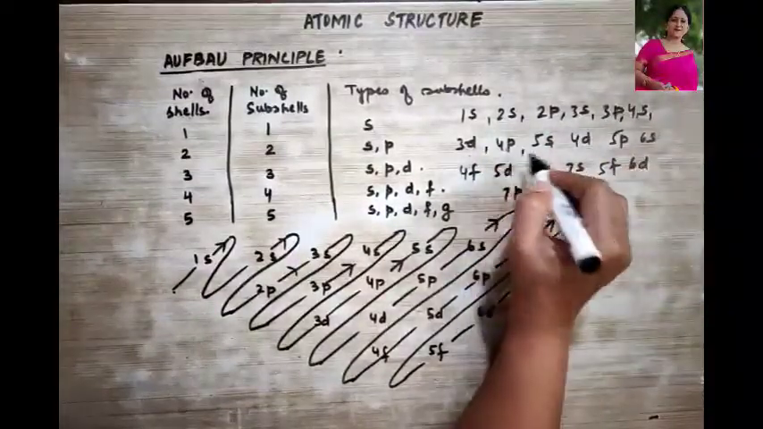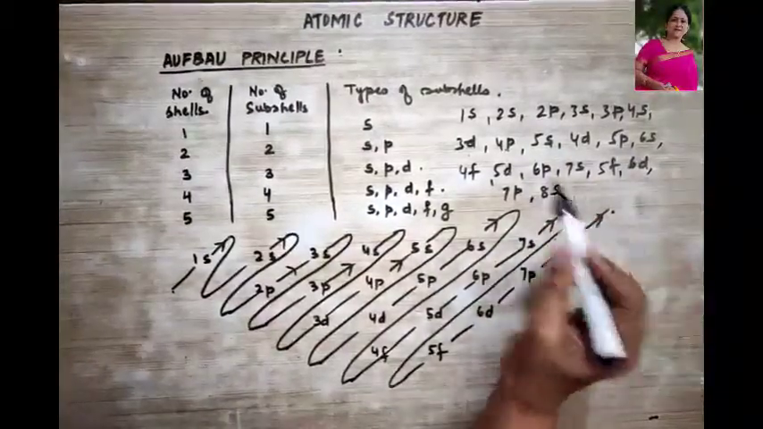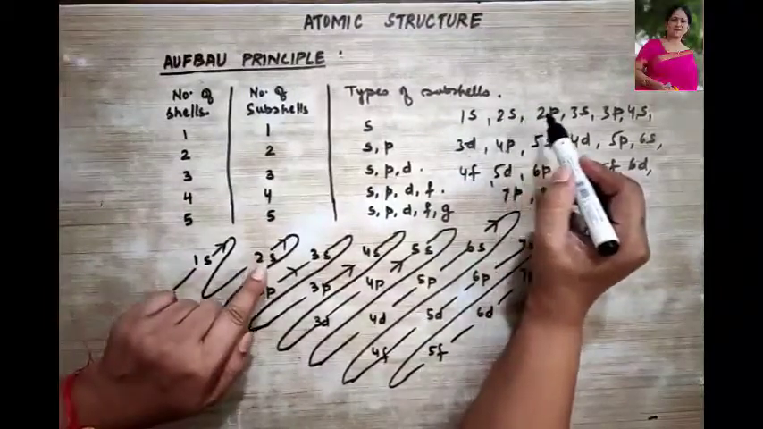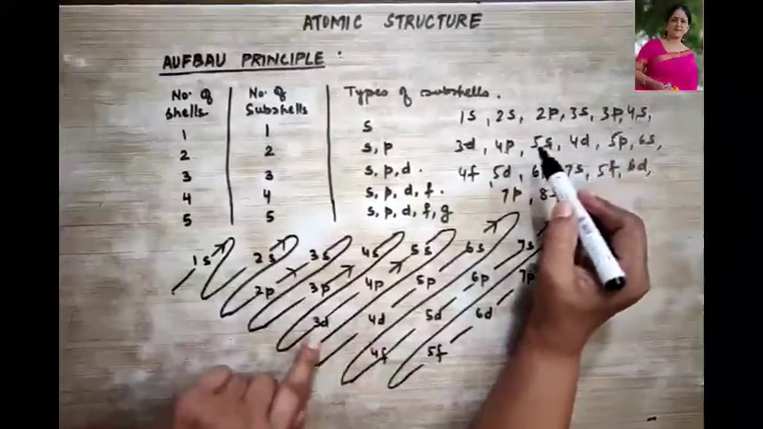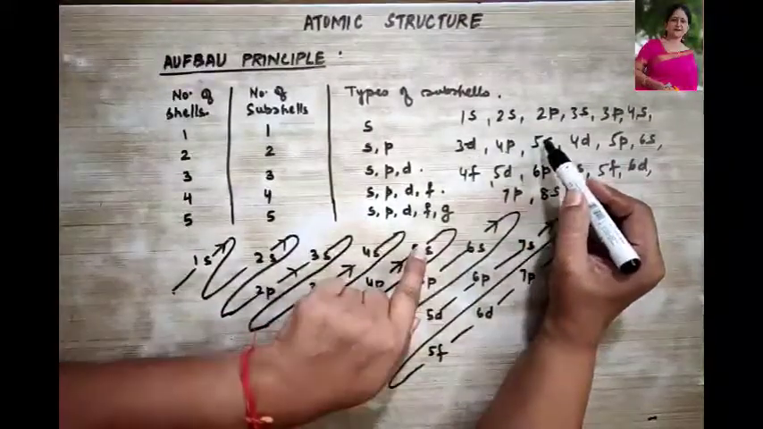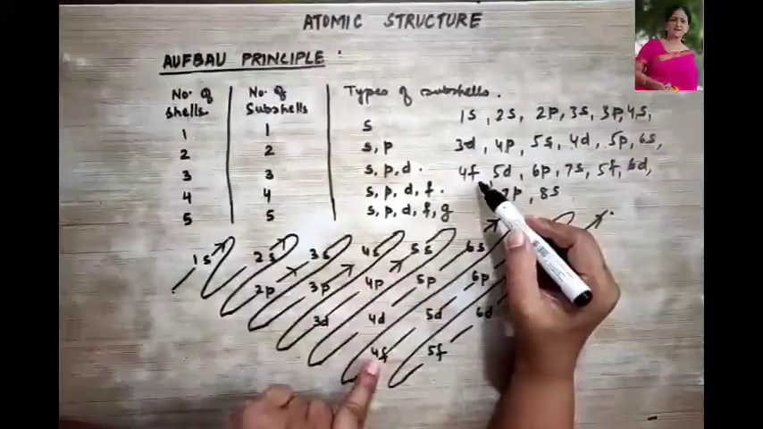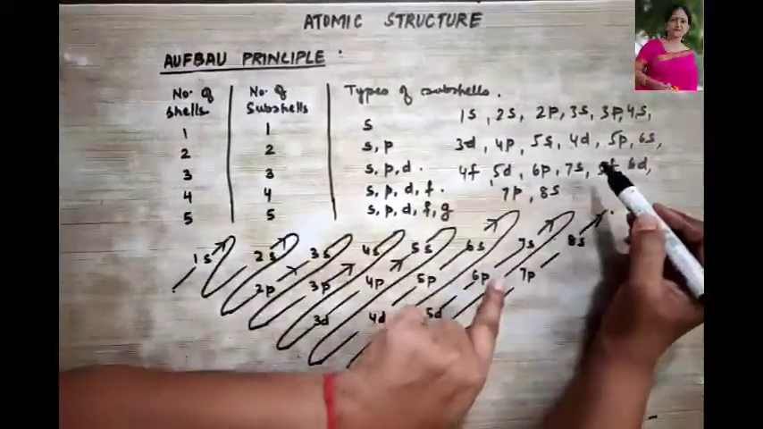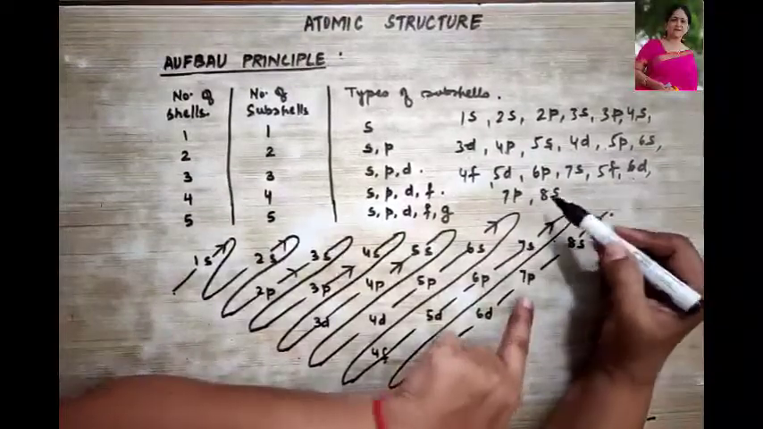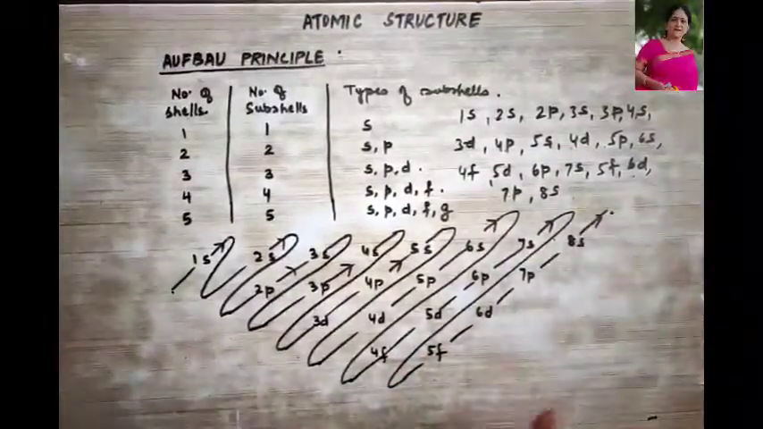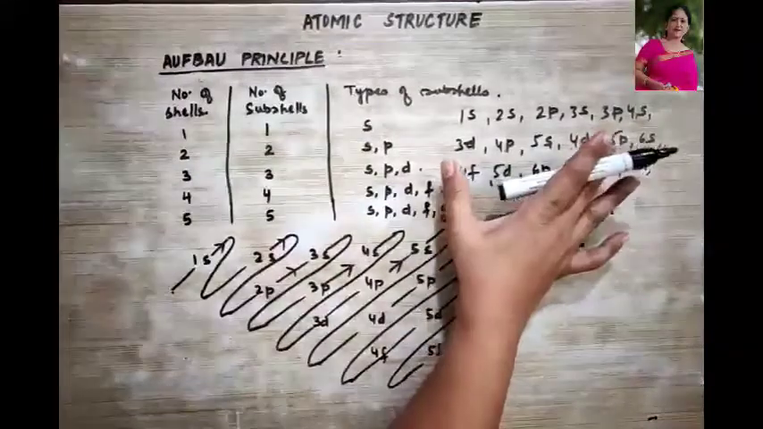And let us see if we are correct with the sequence. So 1S, 2S, 2P, 3S, 3P, 4S, 3D, 4P, 5S, 4D, 5P, 6S, 4F, 5D, 6P, 7S, 5F, 6D, 7P, 8S. See, we got the sequence over here. Is this clear to all of you? How you can learn the sequence?